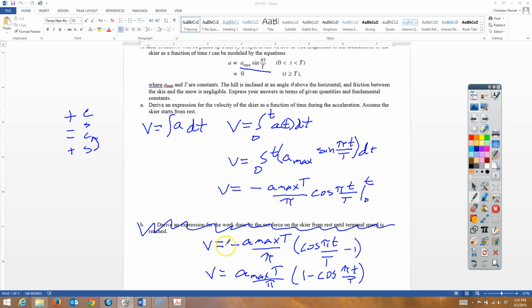All I did was take the negative sign and multiply this whole thing by a negative. When I do that, I end up with this equation on the bottom. That was just to get rid of the negative in the front. That makes it a little bit easier.